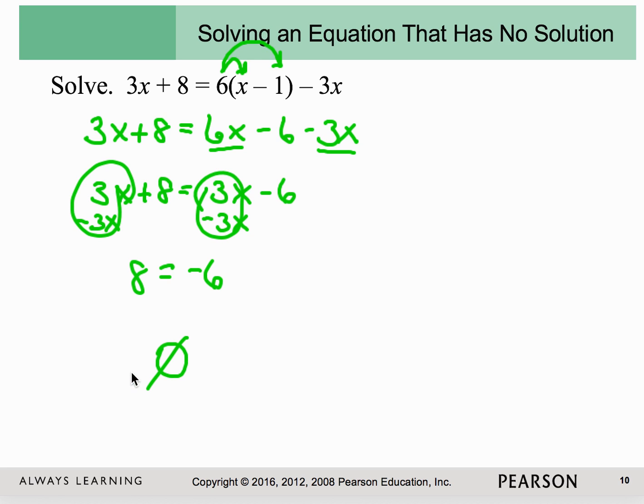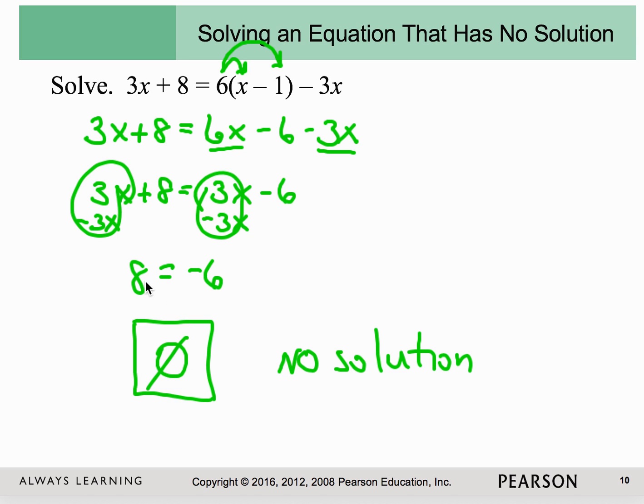Now, on the test, you can leave this. Just like on the test, you'll leave that real number solution. But it might be written out as no solution on your option for your homework. Okay, but this is the symbol, the empty set symbol, meaning there's not a solution.